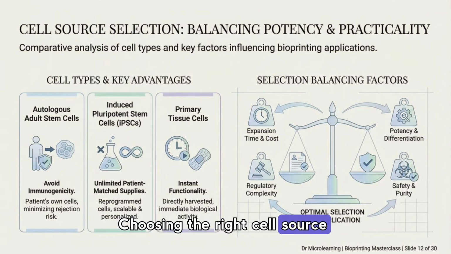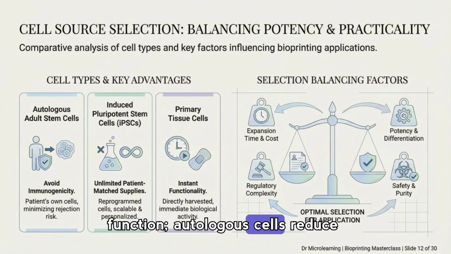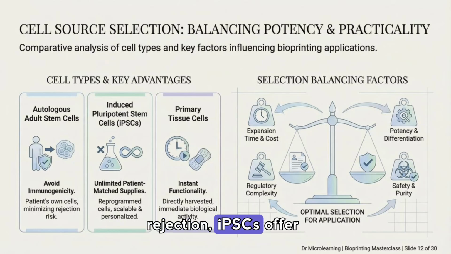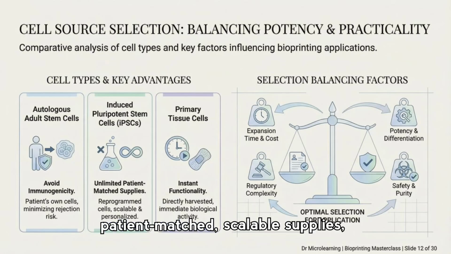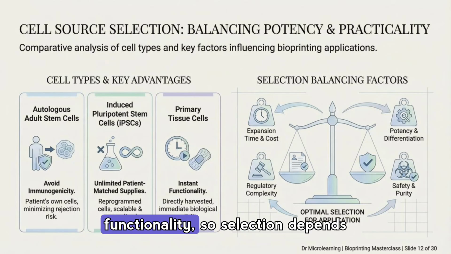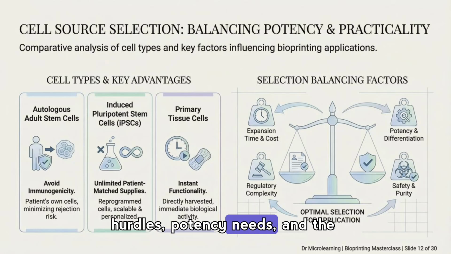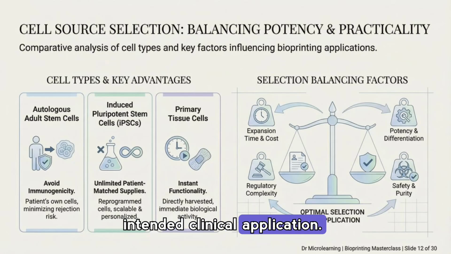Choosing the right cell source requires balancing immune compatibility, scalability, and function. Autologous cells reduce rejection, iPSCs offer patient-matched, scalable supplies, and primary cells provide immediate functionality, so selection depends on expansion time, regulatory hurdles, potency needs, and the intended clinical application.